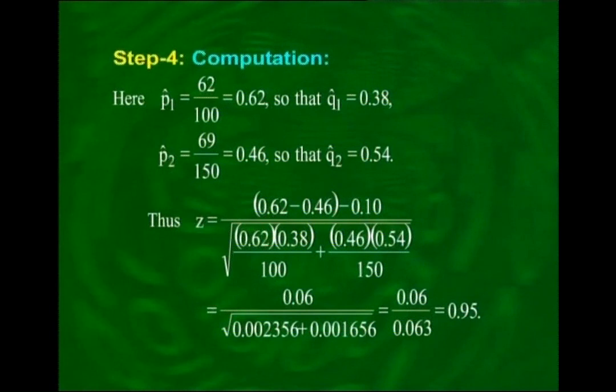Now p1 hat is equal to 62/100, which is 0.62, so that q1 hat is equal to 1 minus 0.62, and that is 0.38. Similarly p2 hat is equal to 0.46, so that q2 hat is equal to 0.54. Substituting these values in the formula for z, z comes out to be 0.95. Students, what is the fifth step?